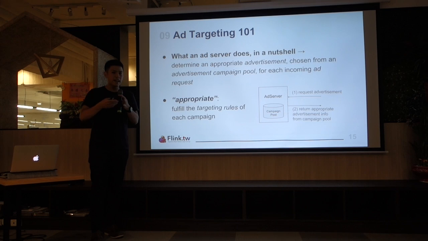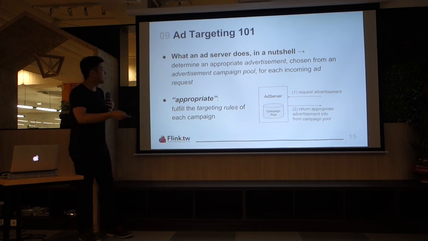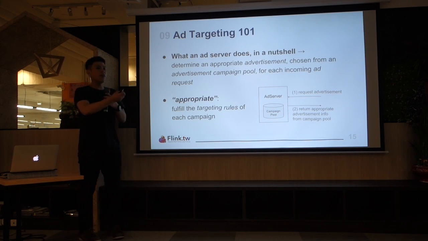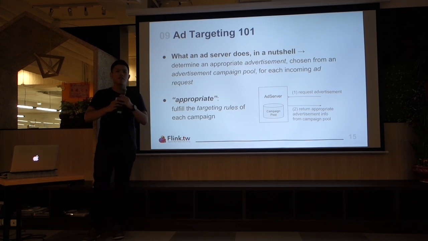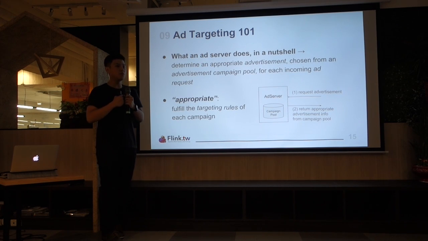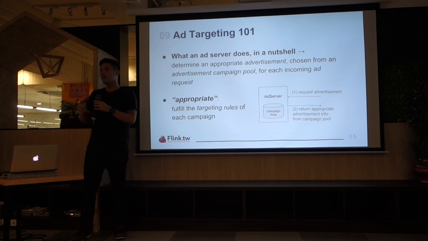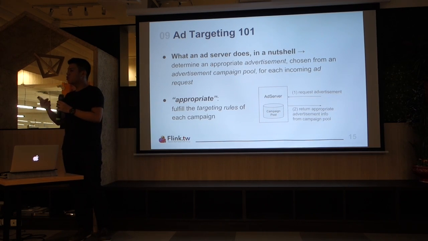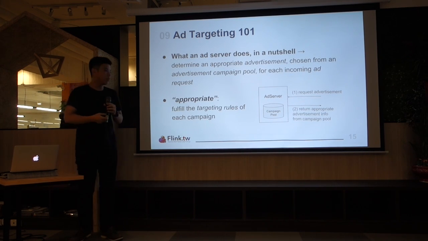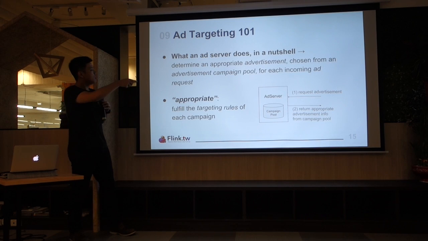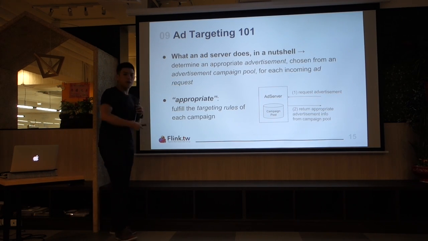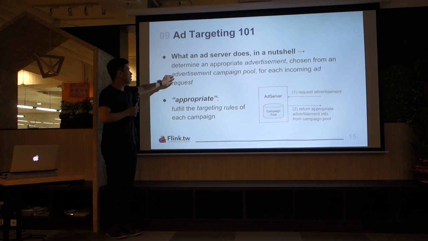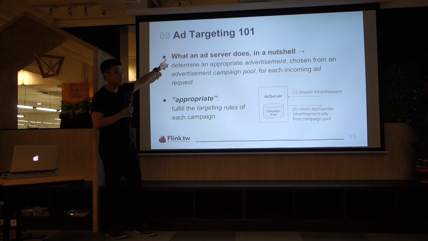So basically, in an ad targeting platform, you'll have an ad server. What this ad server does is you'll get requests from mobile clients or web clients saying that, okay, I want advertisement. What the ad server does, it has to determine in real time what is a suitable advertisement to give this user. What is an appropriate advertisement to give from this user. The ad server holds an advertisement campaign pool. So it chooses from this pool and it returns the advertisement to the request.